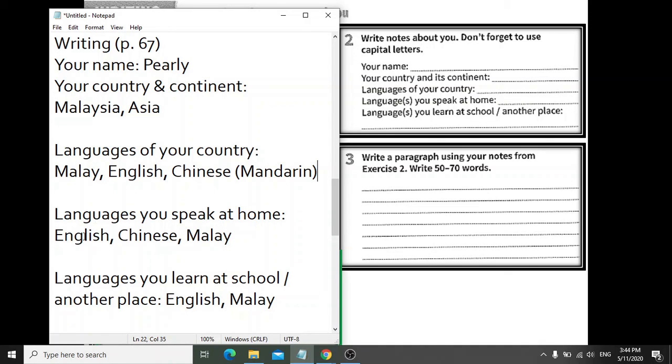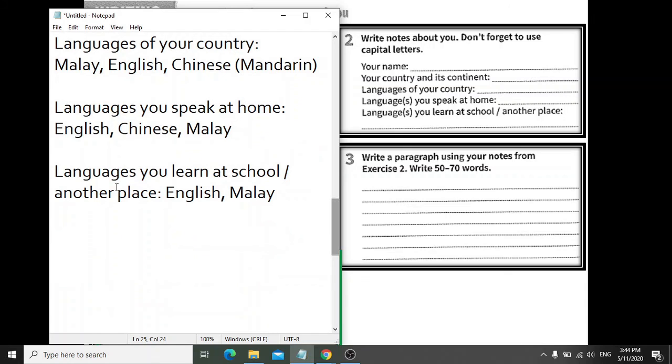Languages you speak at home. So here, put your own. Okay, these are what I speak at home. Alright, languages you learn at school or another place. For example, you go to a language center or you go to a training educational institution to learn another language. Okay, so you can put that down as well.